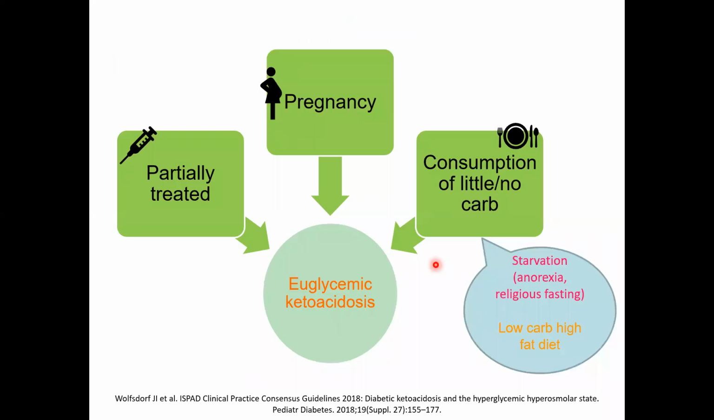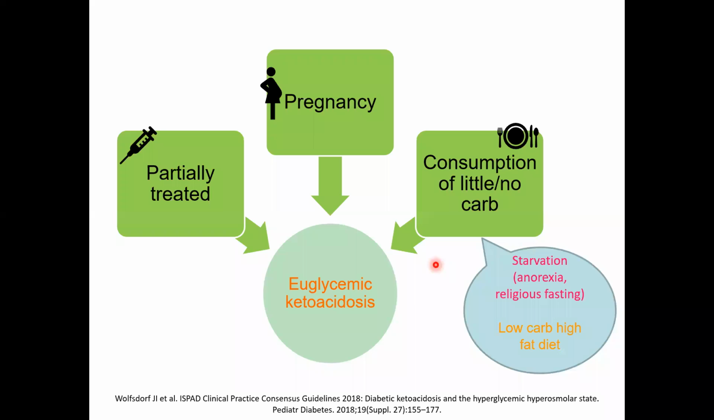Now, rarely you may actually have what we call euglycemic ketoacidosis. Euglycemic basically means the blood glucose is normal. This can happen in patients who are partially treated. Probably they have been on insulin or other hypoglycemic drugs. It occurs also in pregnancy. And it can also occur in patients who are consuming little or no carbohydrates.